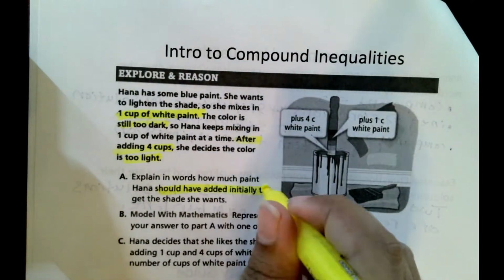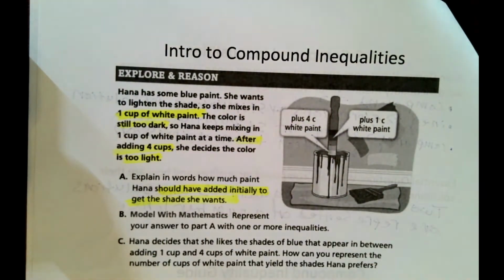Well, let's look at it. At 1 cup, there isn't enough. It's still too dark. But after 4 cups, it's too light. I should have added more than 1 cup, but less than 4. So that's what we say in words.